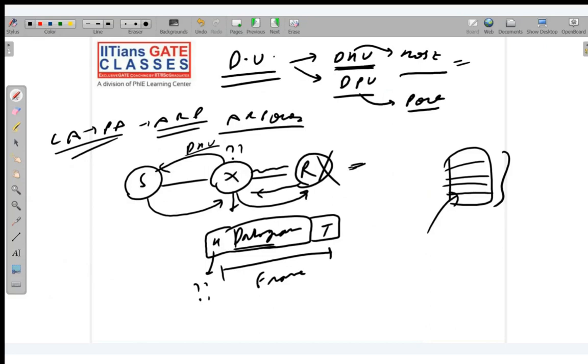Next is destination port unreachable. Port, I think you have got it from the transport layer. This term has been introduced. Now port numbers are there in the transport layer. So what do we mean by a destination port unreachable message? That is again very easy.